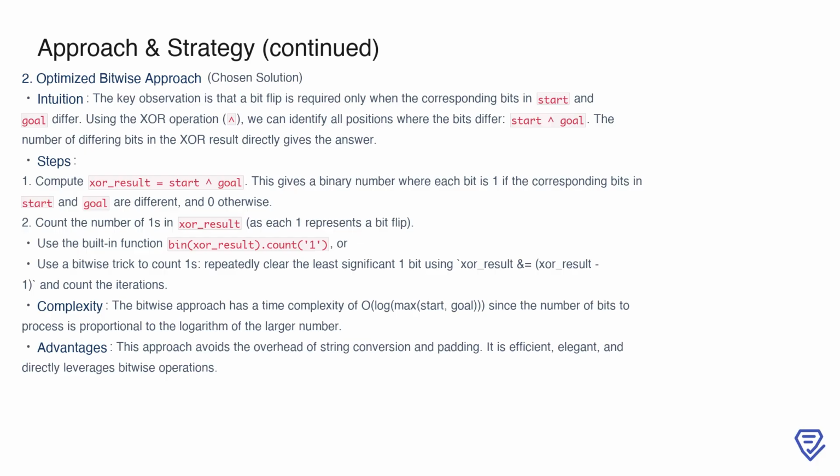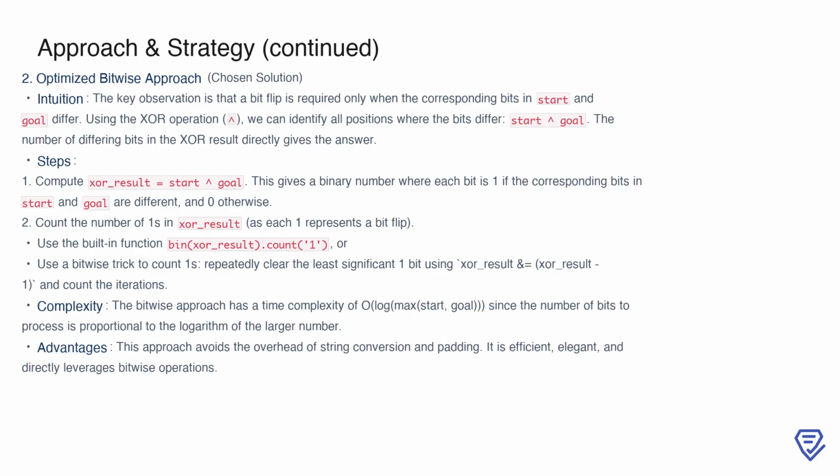Using the XOR operation, or caret, we can directly identify these differing positions. The XOR operation gives a result where each bit is 1 if the corresponding bits in the two numbers are different, and 0 if they are the same. From this result, we simply count the number of ones, as each one represents a bit flip.